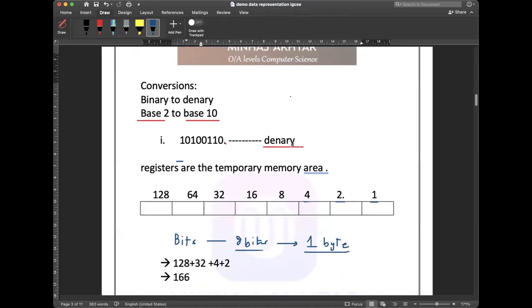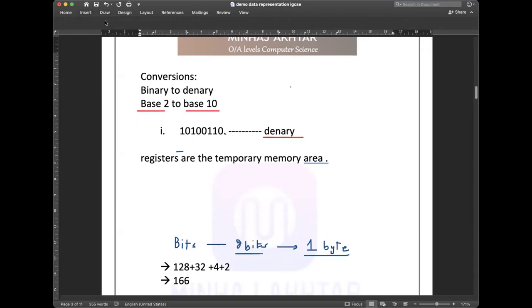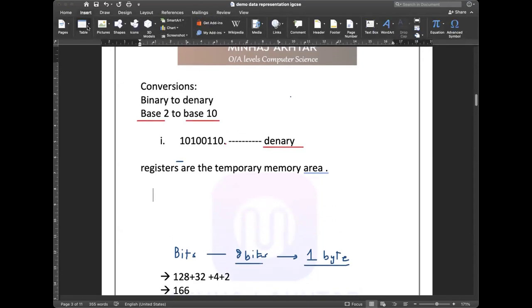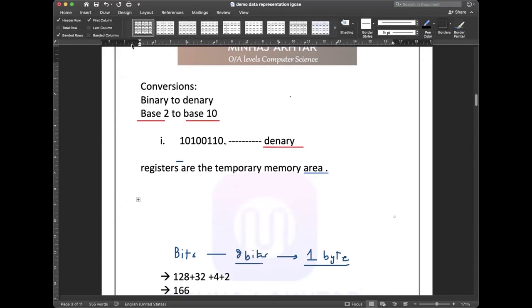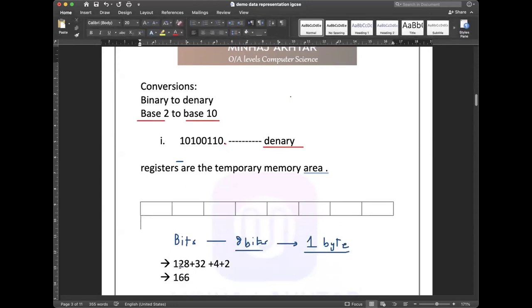So first you need to understand registers. Basically, we store the data in registers, and the registers work in the form of small boxes. Those small boxes are 8 in number. So we are going to draw the 8 boxes like that. Why 8? The question arises, sir, why?